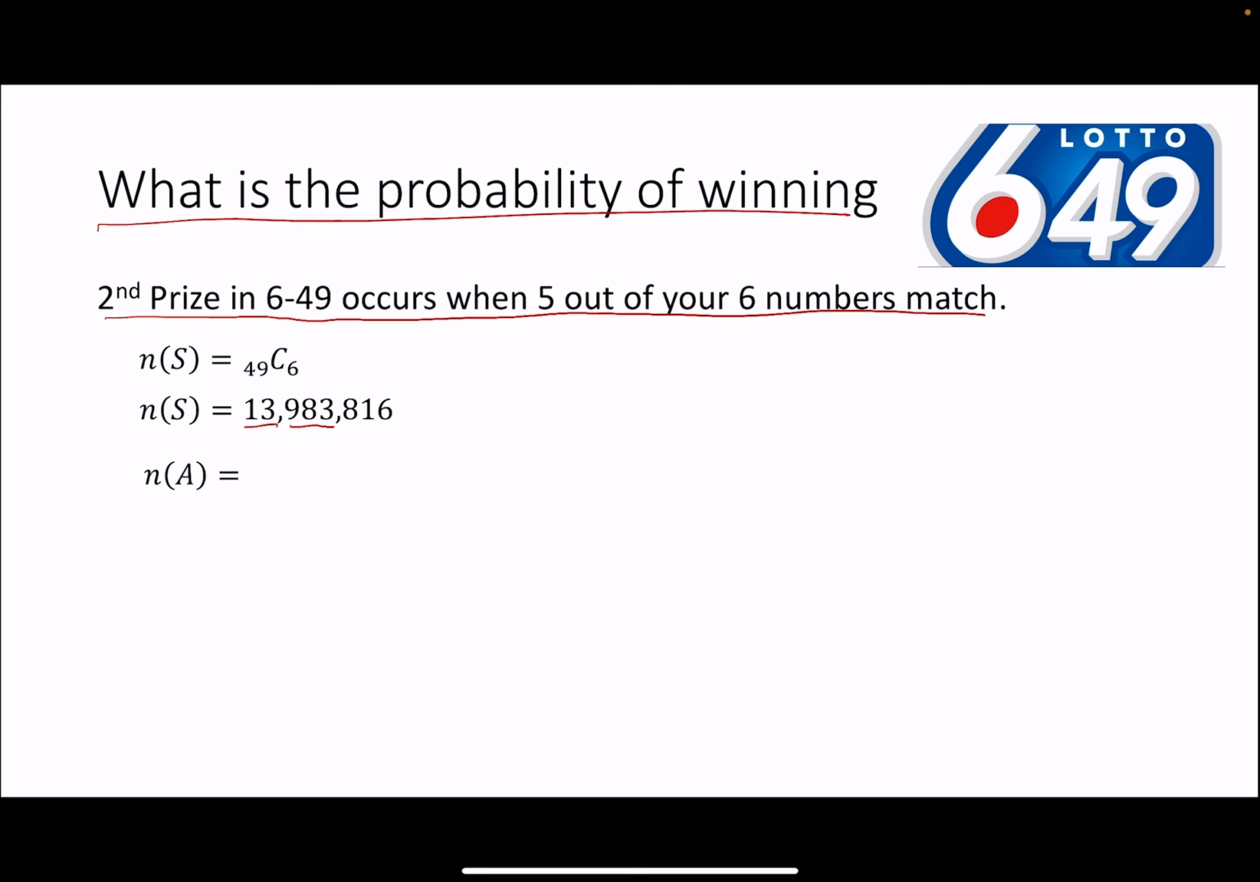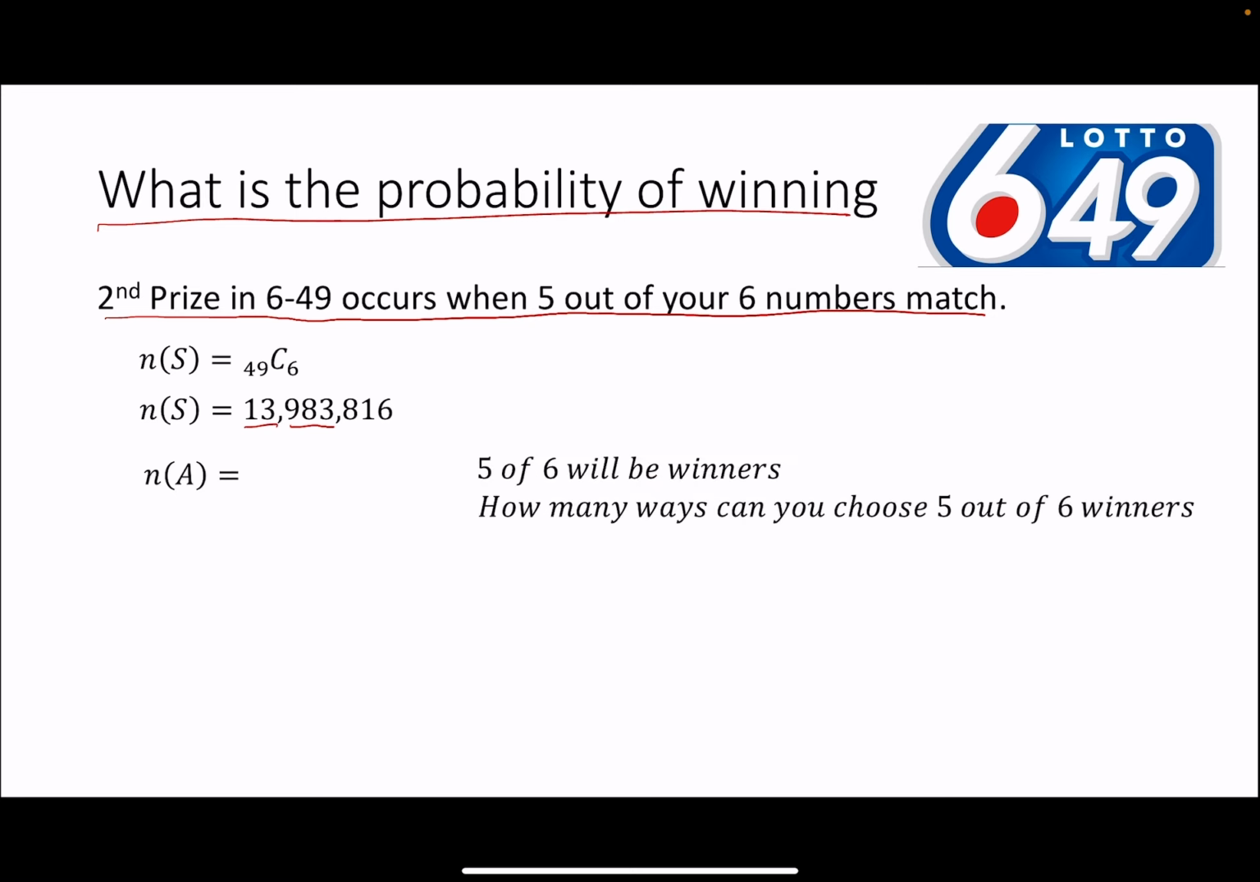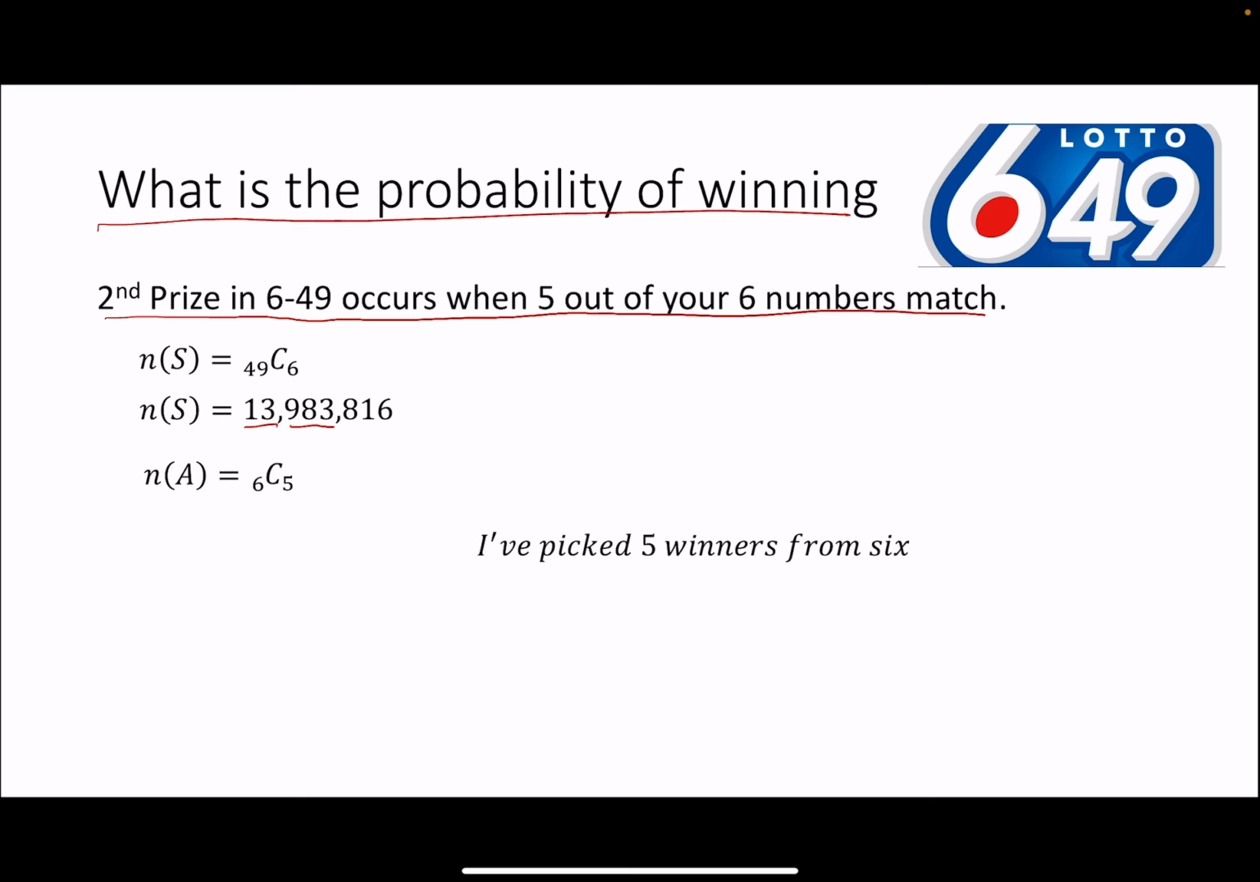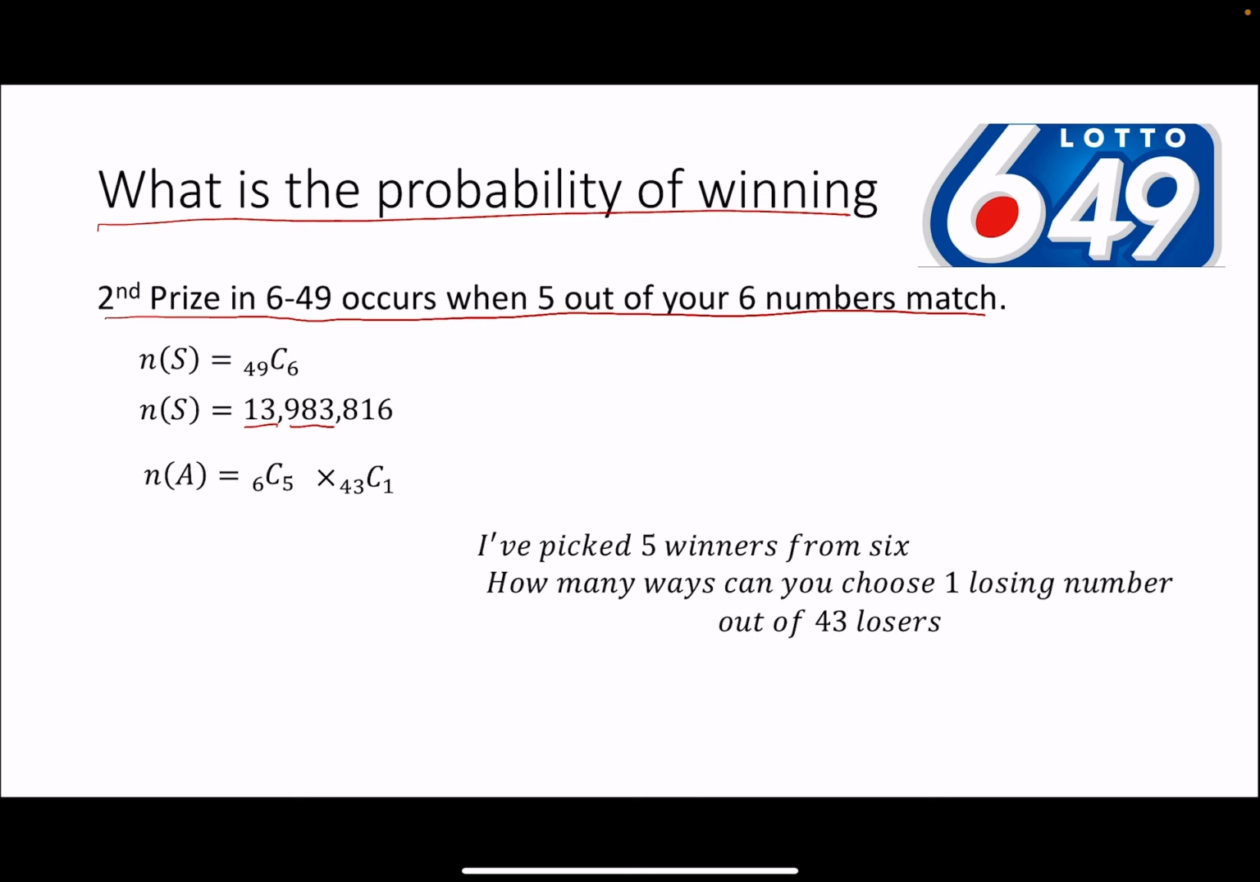Now, what is NA? How many ways are there to select 5 out of 6? Well, 5 out of 6 will be winners. How many ways can you choose 5 out of 6 winners? 6 choose 5. But then how many ways can you choose 1 losing number? You have to multiply, because for every way to choose the winners, there are 43 possible ways to choose the losing number.